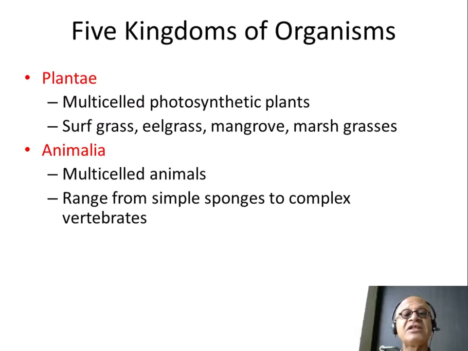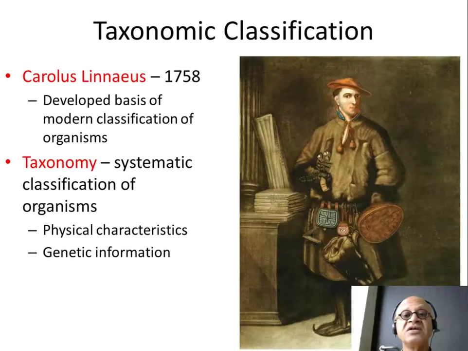Plantae, multicelled photosynthetic plants, a lot of them on land, but also many of them in the ocean, as we saw in coastal ocean, things like mangrove forests. We will also talk a little bit about kelps and seaweeds and so on. Okay, so surf grass, eelgrass, mangrove, marsh grasses, these are in the water. Animalia are obviously the multicelled animals that go from simple sponges that we talked about as a genetic origin of our species to complex vertebrates.